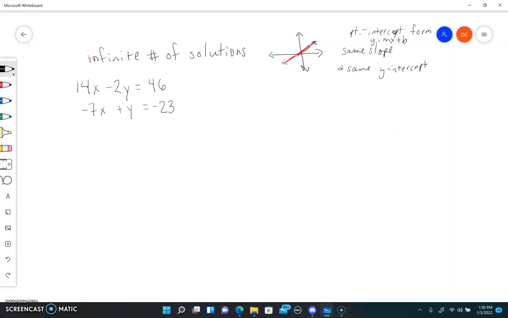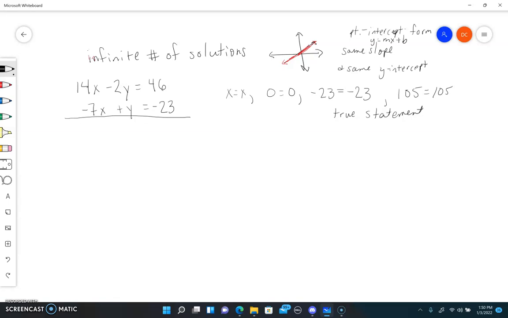All right. So you have an infinite number of solutions when, at the end, after you're solving your system of equations, you get something like x equals x, or 0 equals 0, negative 23 equals negative 23, 105 equals 105. You get a true statement. Okay, whenever that happens, you have an infinite number of solutions. All right, so let's look at these two. Here I'm going to use the elimination method.